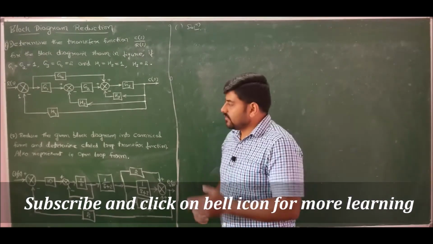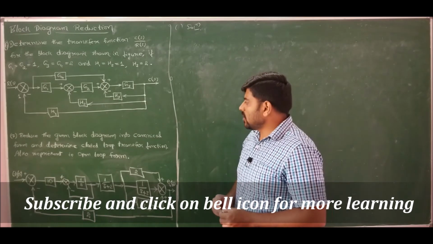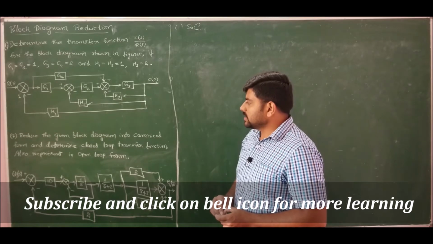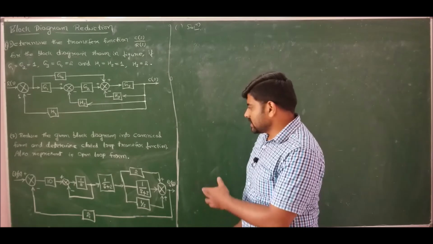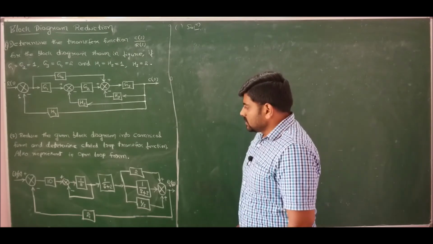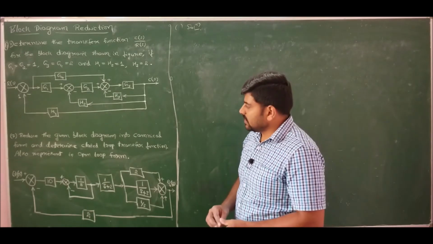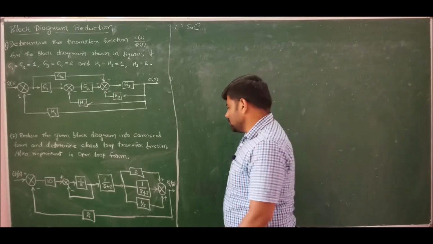Now moving ahead to the final problem, problem number 7, which states: reduce the given block diagram into canonical form and determine the closed loop transfer function, also represent it in open loop form. So this is the problem we have. This is a straightforward problem. If you have thoroughly followed all the 6 problems, this is the easiest one among all the 7 which we have discussed so far.